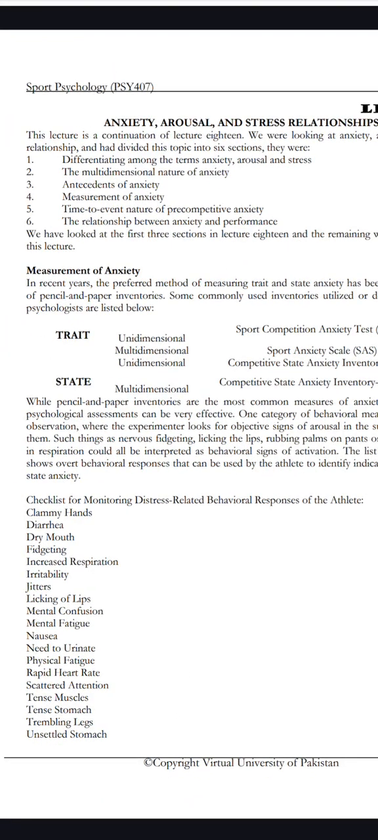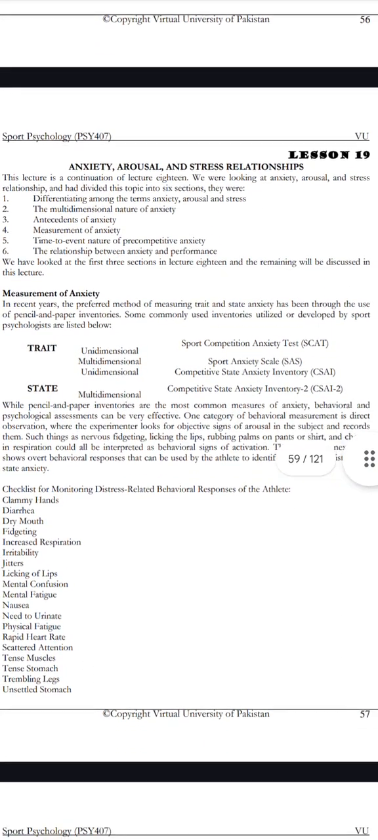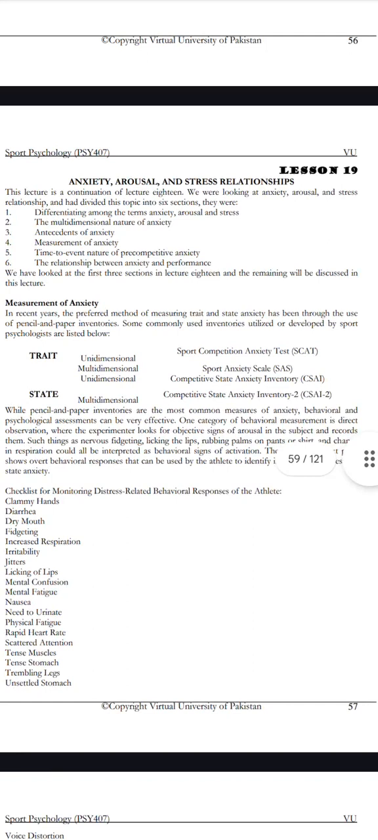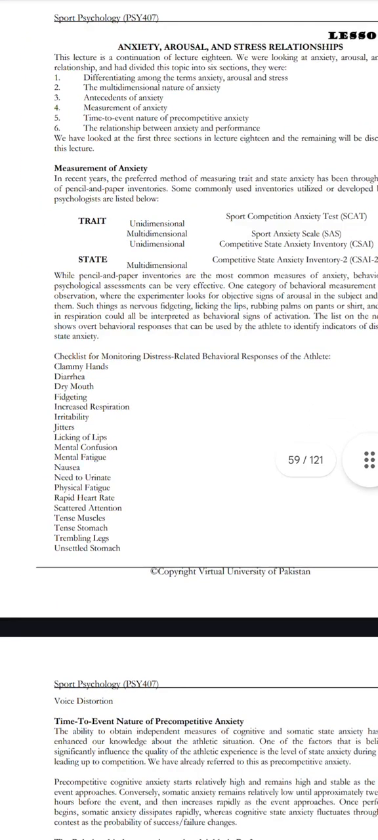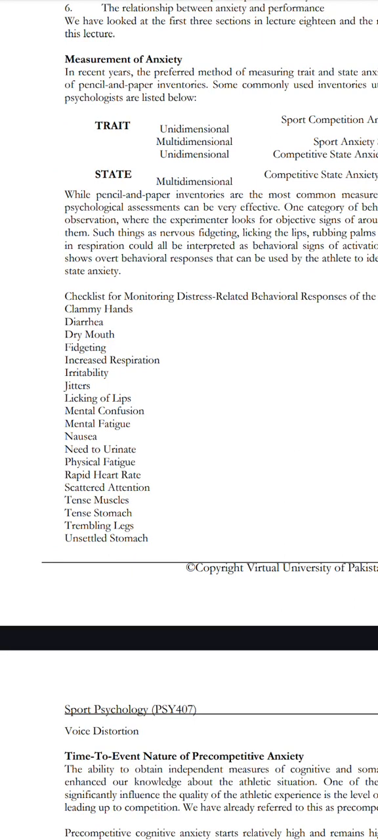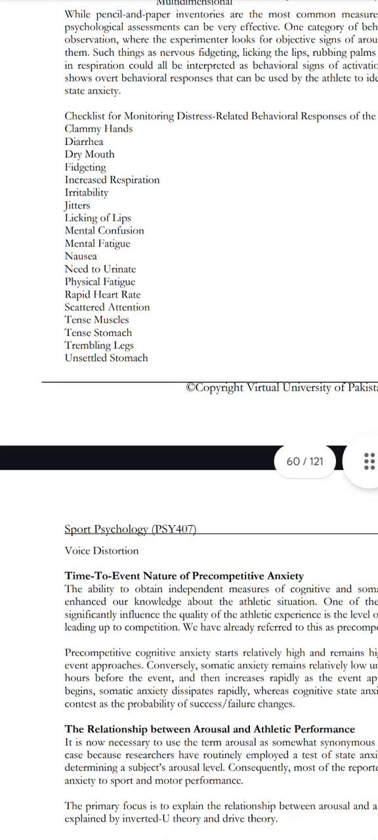While pencil and paper inventory is the most common measure of anxiety, behavior is another, and one category of behavior measurement is direct observation. For example, the behavior of the sportsman is observed by the psychologist: clammy hands, diarrhea, dry mouth, fidgeting, increased respiration, irritability. All these are examples of distress-related behavioral responses.